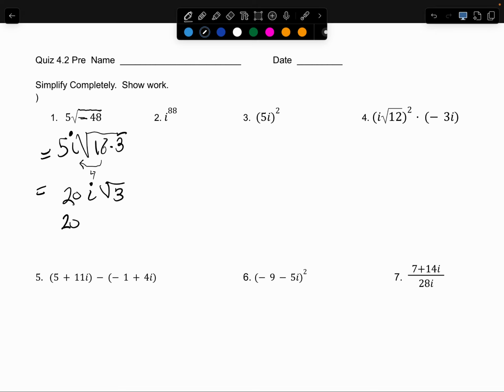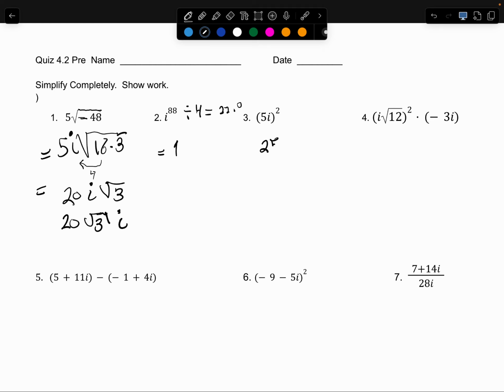Also acceptable to write 20 square roots of 3 with that kind of thing. i. So 88, if you divide it by 4, you don't get any remainder. You get 22. 0.01 is your answer. All right, you have to memorize those 4 things.